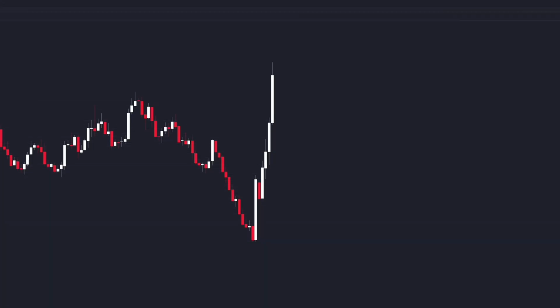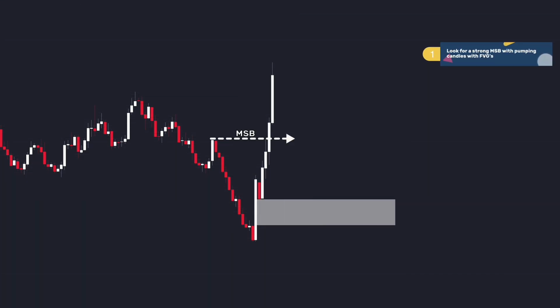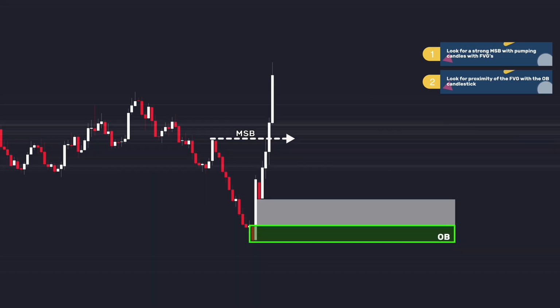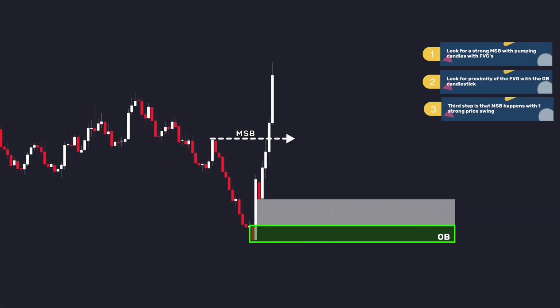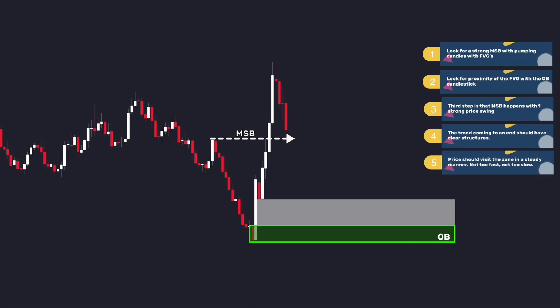Alright, so keeping what we've learned so far in mind, let's create our ideal super order block. 1. First step is to look for an MSB with big pumping candles with fair value gaps. 2. Second step is to look for proximity of the fair value gaps to the order block candlestick. We want them to be as close to each other as possible. 3. Third step is to ensure that the MSB happens with one big sweep rather than through a series of prior consolidations, such as in here. 4. Fourth step is to ensure that the trend the MSB ended has clear and distinguished structures, in other words, a clear trend. 5. Fifth step is to ensure that price reaches the zone in a steady manner, not erratically impulsive, nor too slow.